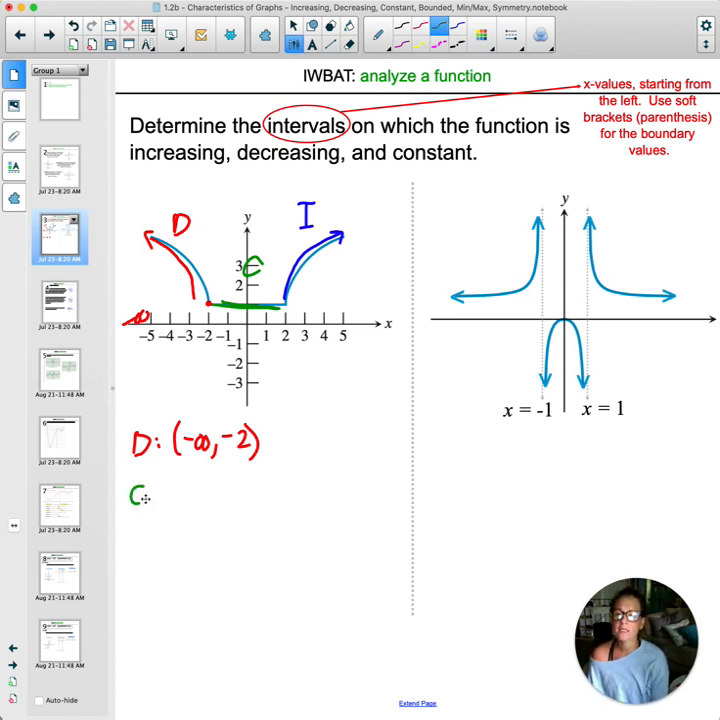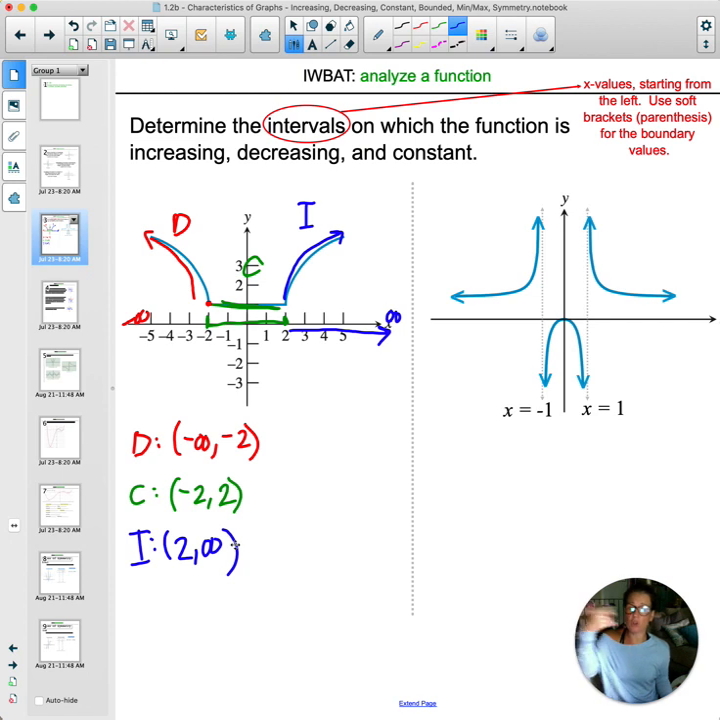Then the constant interval happens from here to here. So our function is constant from x equals -2 all the way to 2. And then it starts increasing at x equals 2 up to infinity. So you could have multiple decreasing levels or multiple increasing levels. Oftentimes we won't have constant levels. A lot of the functions that we analyze don't have a constant portion. So you'll just write down which ones you see.